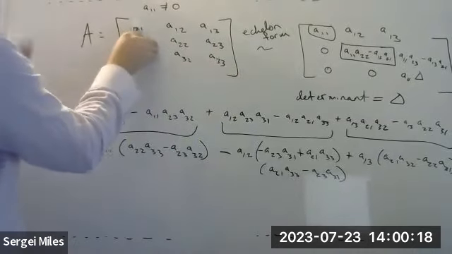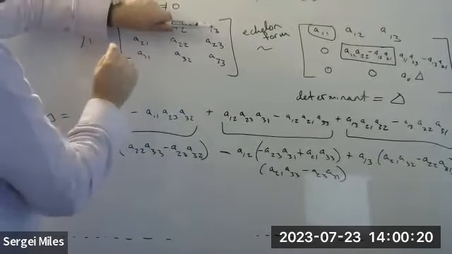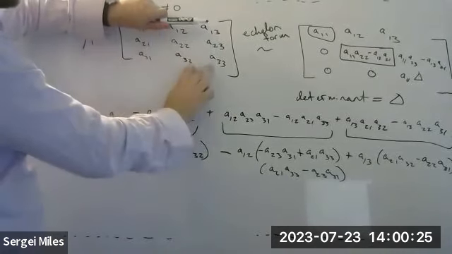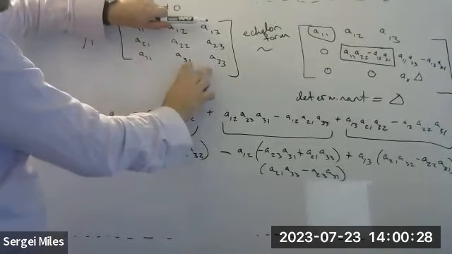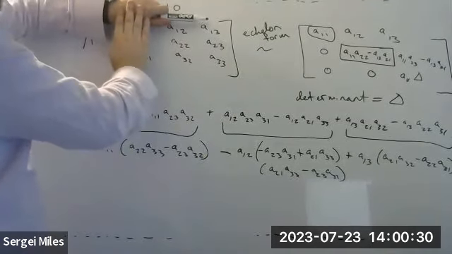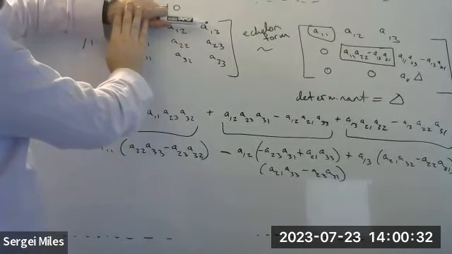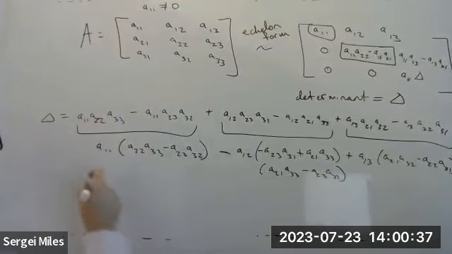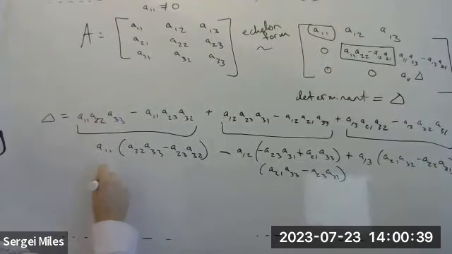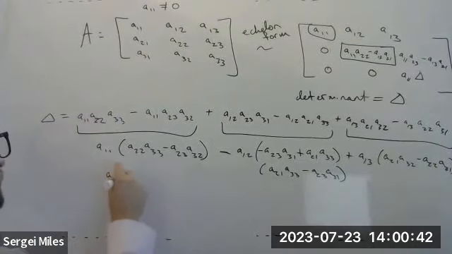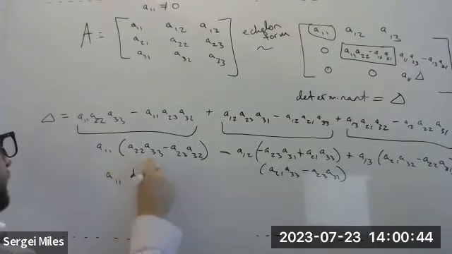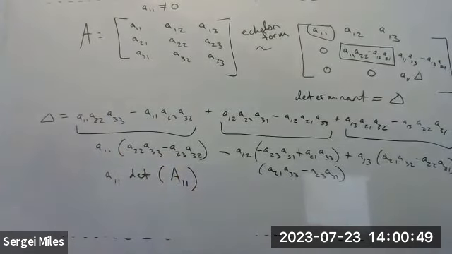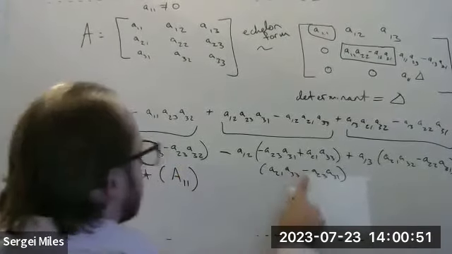Well, if you imagine covering up this first row, first column, that piece in the parentheses is the determinant of this submatrix, right? A22 times A33 minus A32 times A23. In other words, what's happening here? I'm going across the first row, I'm picking each entry, and then I'm multiplying it by the submatrix where I remove that same corresponding row and column. Well, the same thing happens here.